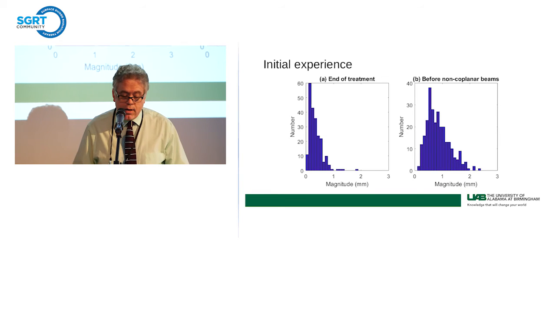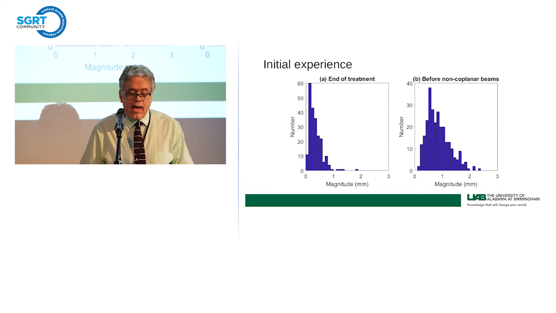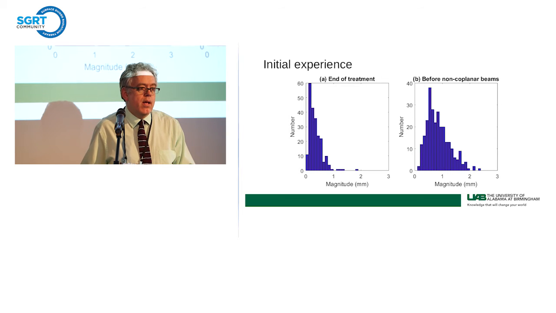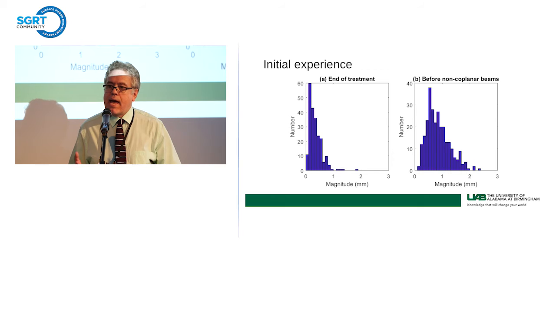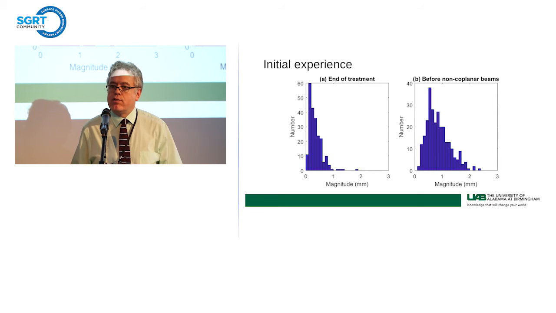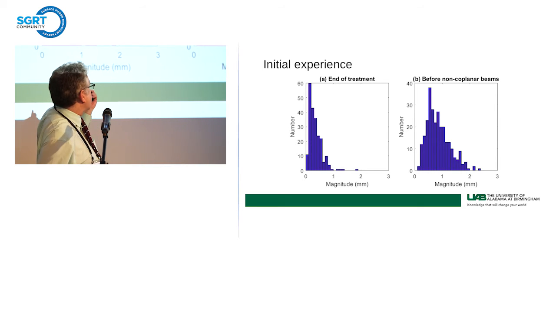So what you're looking at here on the left side is the end of treatment. So this tells you, in some sense, where OSMS thinks the patient was at the end of treatment with the couch at neutral. And you can see a very tight distribution.